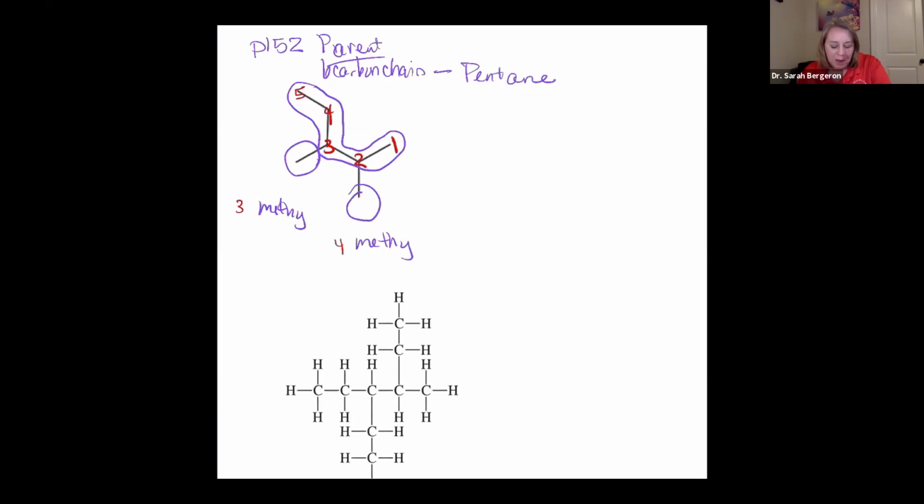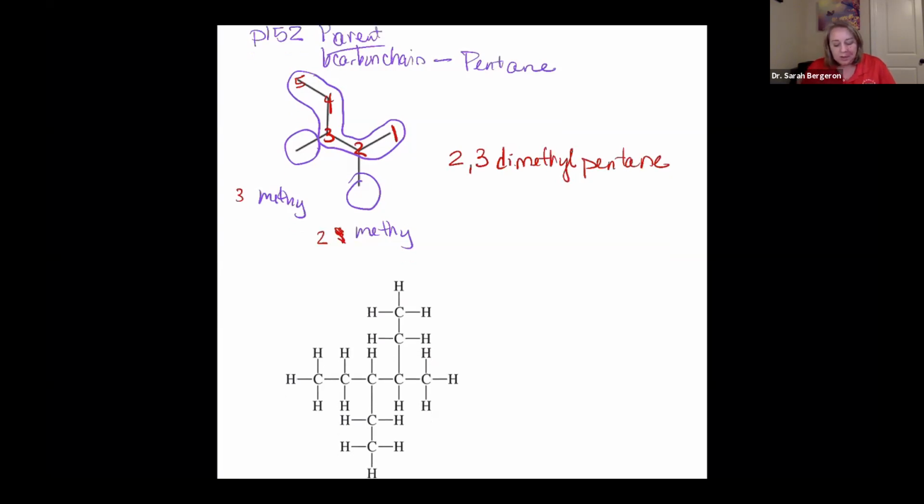1, 2, 3, 4, 5. Now when I do it, what do I have? Oh, I have a 2 methyl, and a 3 methyl. So this gives me a lower number, and this is what I want. I'm going to list both places: 2, 3. And because I have 2 methyl groups, I have to use the prefix di. So 2, 3, dimethyl. And then I have to name my parent, so that's 2, 3, dimethylpentane.